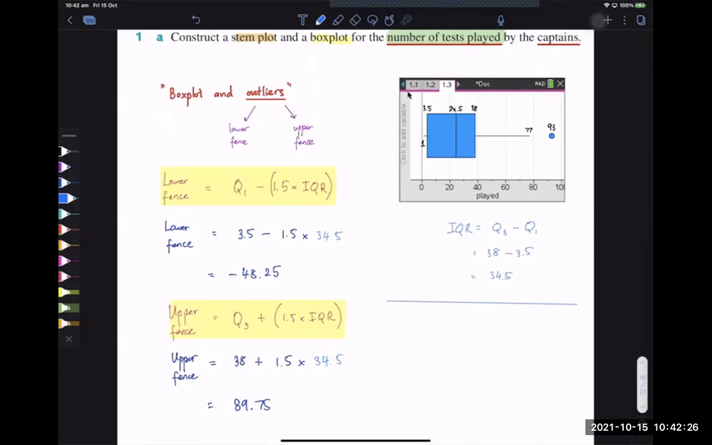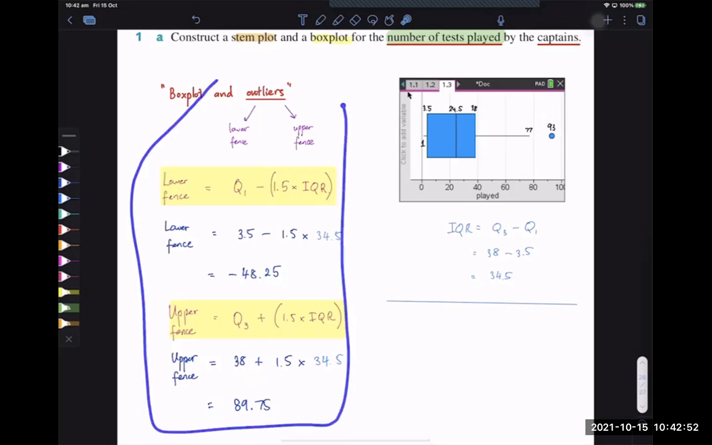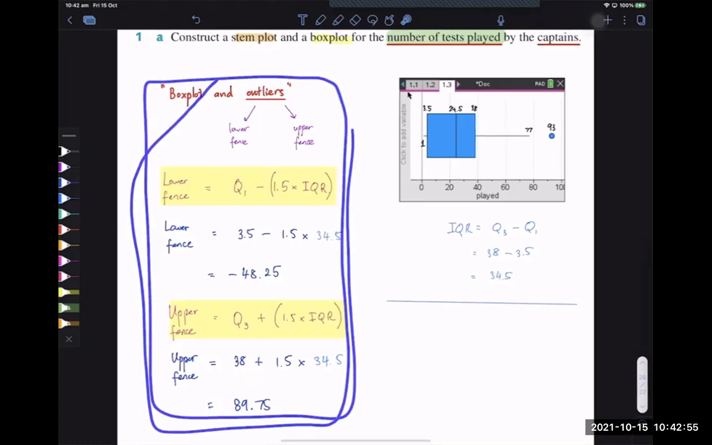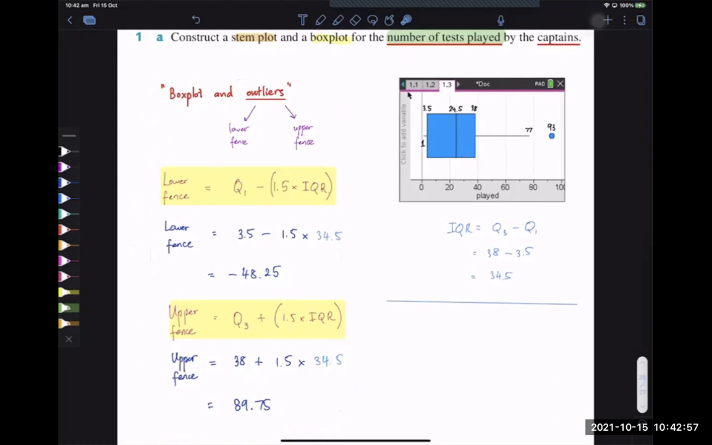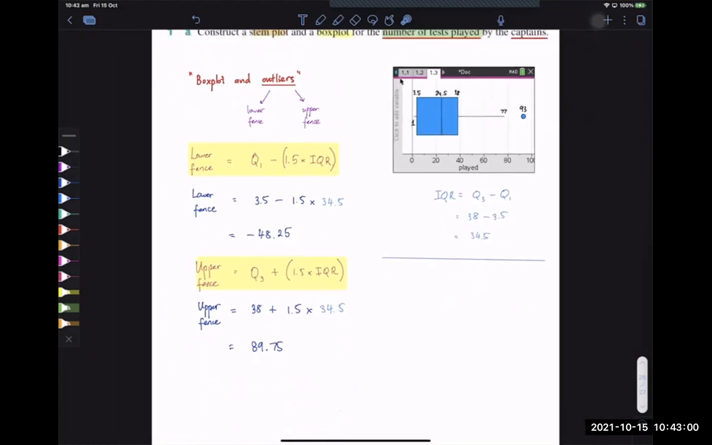So Danny got the upper fence because we want to know where our cutoff point is on our box plot. So that's why we had to calculate it. Usually in the SAC, we'll write, draw your box plot and state any outliers. To state any outliers, you have to write this up first to figure out your upper fence and your lower fence. Then you state your outliers.